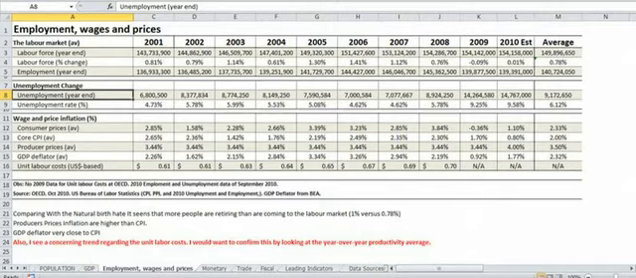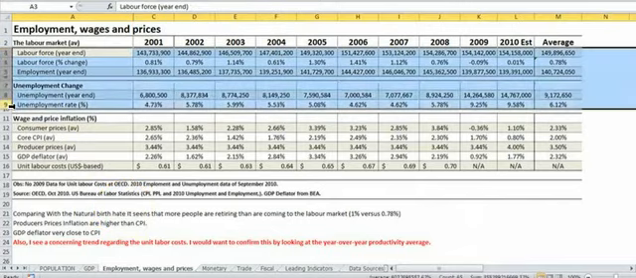Hello everyone. This video is going to help you with some techniques to analyze the employment data. So under the employment, wages and prices tab, we're going to be focusing on these statistics right here. I'm going to be using the example from a previous student because all of the data is here.